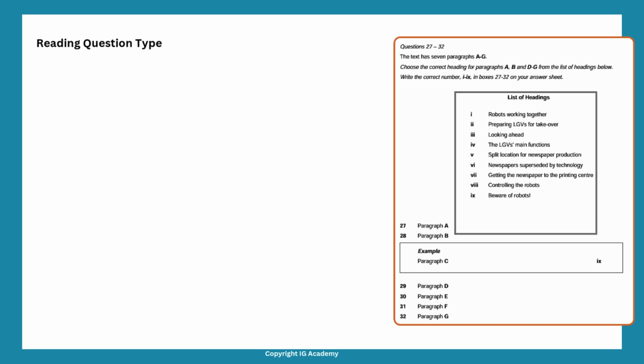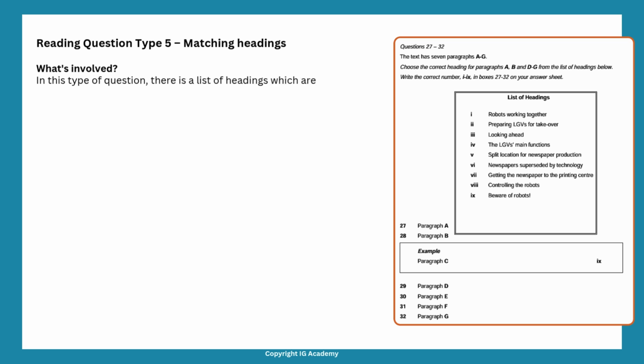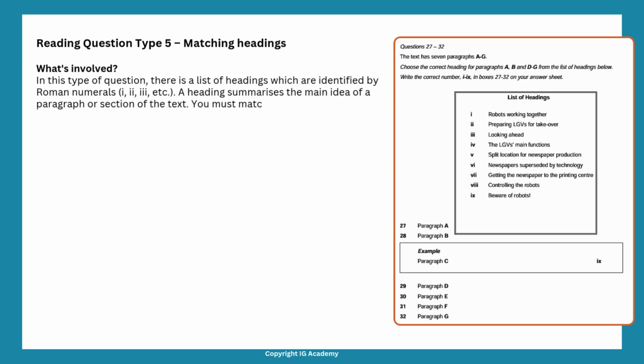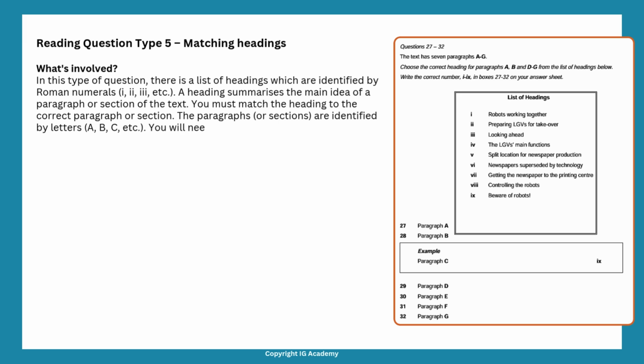Reading question type 5 is matching headings. In this type of question, there is a list of headings which are identified by Roman numerals. A heading summarizes the main idea of a paragraph or section of the text. You must match the heading to the correct paragraph or section. The paragraphs or sections are identified by letters A, B, C, etc. You will need to write the correct Roman numerals in the boxes on your answer sheet.